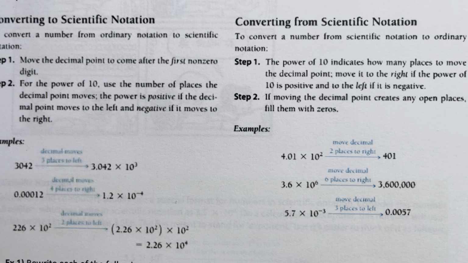If I've got 3.6 times 10 to the 6th, we're going to move it 6 places to the right. And in this case, we're going to have to add zeros for all the places that we're going to add. So 3, 6, and then 5 zeros after it, for 3.6 million. And if I've got 5.7 times 10 to the negative 3, we're going to move it 3 places to the left. So after I move it to the left of the 5, I've got to move it 2 more places, which means I'm going to have to put 2 zeros in as placeholders.